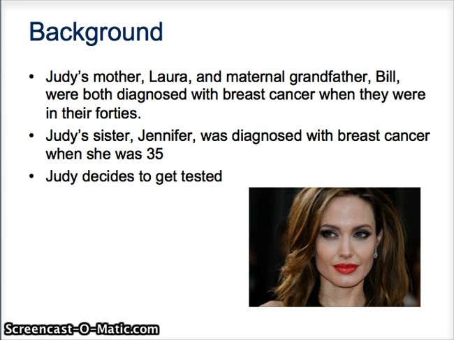well, she already knows her mother Laura had breast cancer, and her grandfather Bill had breast cancer. And she also finds out that her sister Jennifer, at age 35, was just diagnosed with breast cancer. So Judy's about right at that peak where everybody was diagnosed with breast cancer. So she figures she should probably get tested.